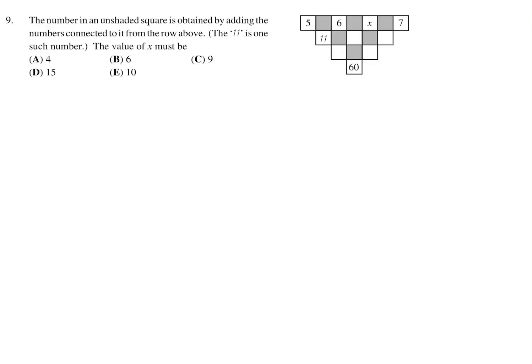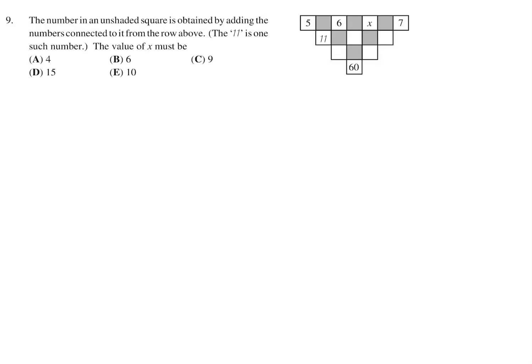The number in an unshaded square is obtained by adding the numbers connected to it from above. So for example, 11 here is one such number because it's 5 plus 6. The value of x must be.